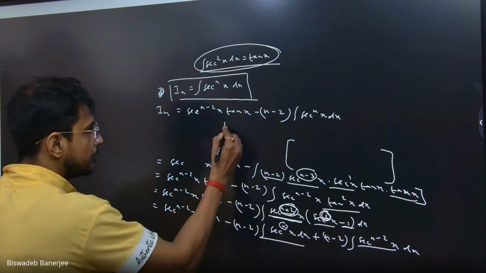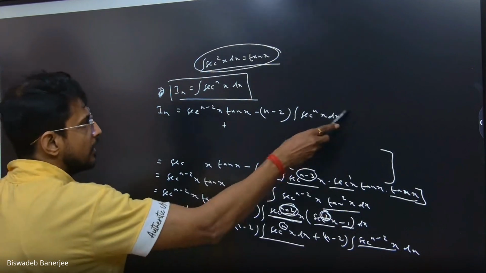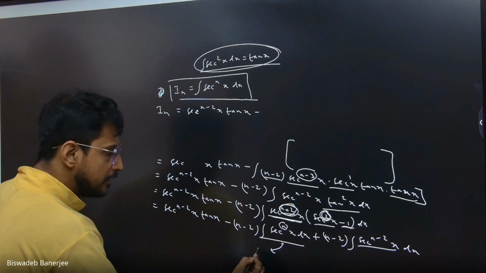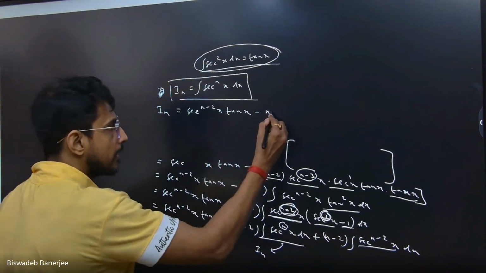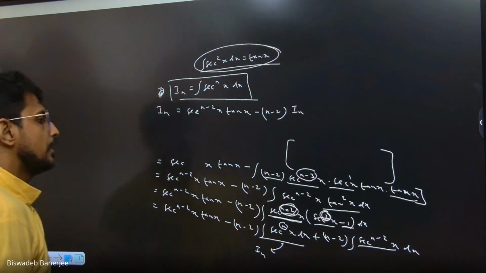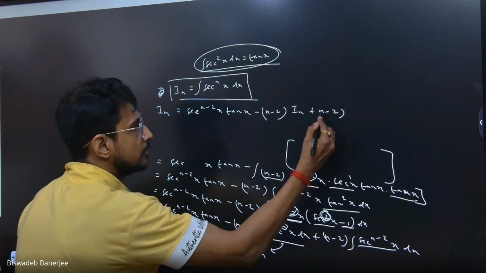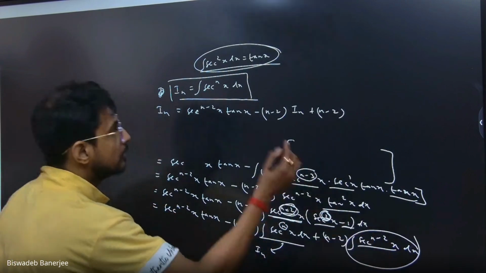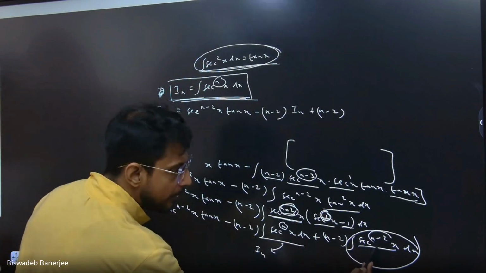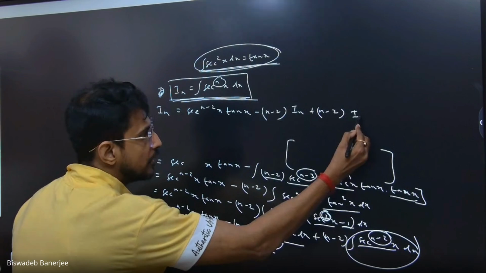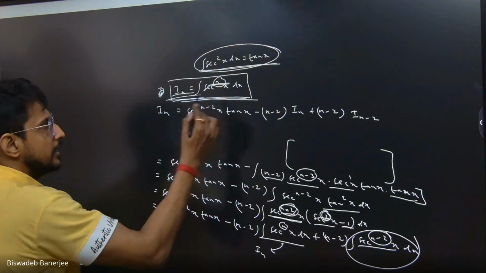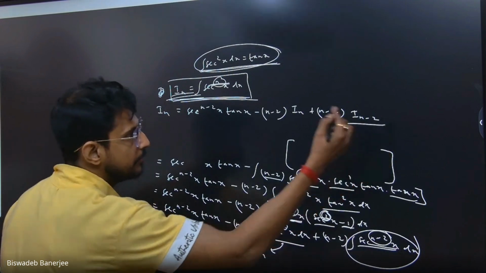Then plus, actually, you don't need to write it again. See that, this is my I, this is my In. Obviously, this is my In. And see that this is what? Yes, In minus 2. Here my power is n, but here my power is n minus 2. So the last portion will be In minus 2, right?